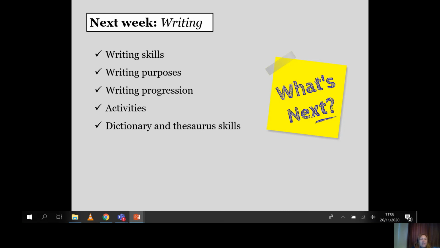And next week is actually our last week of the course, and we look at writing, Key Stage 1 and Key Stage 2. We think about skills, purposes for writing, progression activities, and looking at the use of dictionary and thesauruses as well, which are really useful tools for writing. Quite a bit of the topics that we've covered really do interlink.